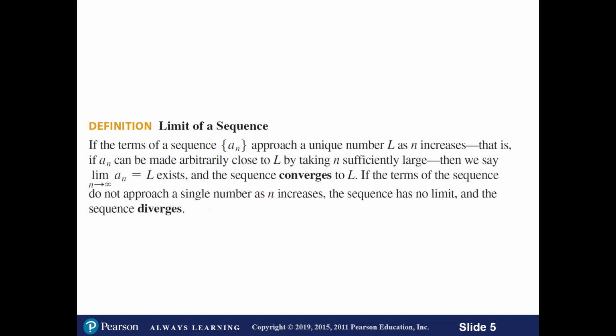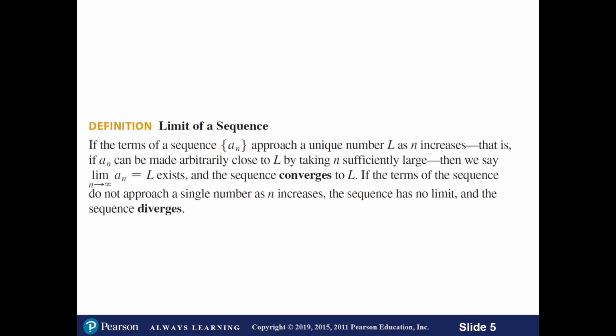If the terms of a sequence a sub n approach a unique number L as n increases, that means, just like any limit, I can make the nth term arbitrarily close to L by taking n sufficiently large. Then we say that the limit as n goes to infinity of a sub n equals L of the sequence exists. The sequence converges to the limit L.